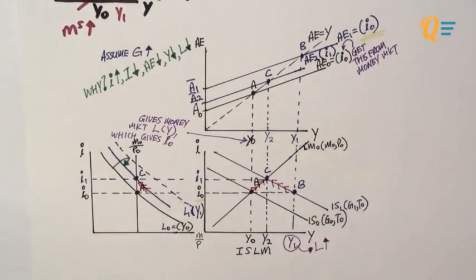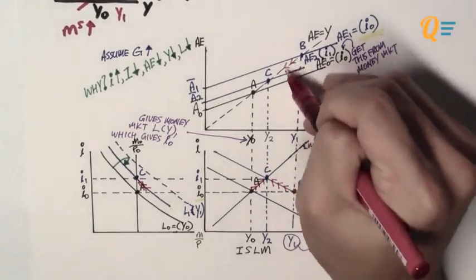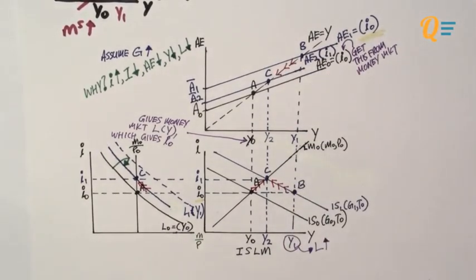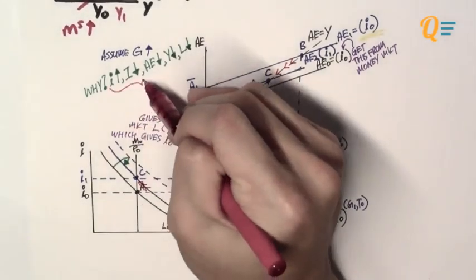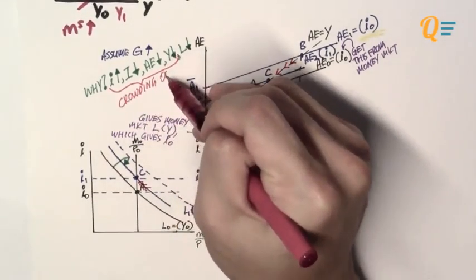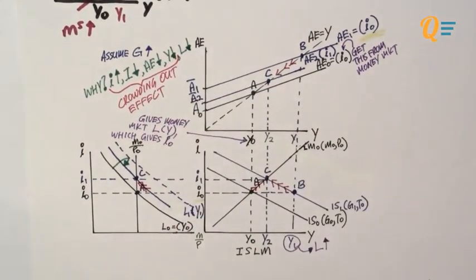There is also an upward movement along the IS curve from point B to point C because there is a reduction of investment when interest rates increase. Talking about interest rates increasing, this entire sequence of events over here is called the crowding out effect of investment.